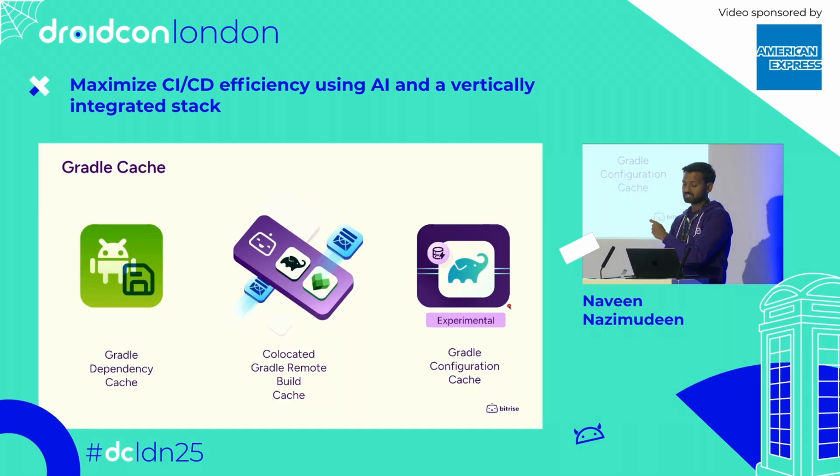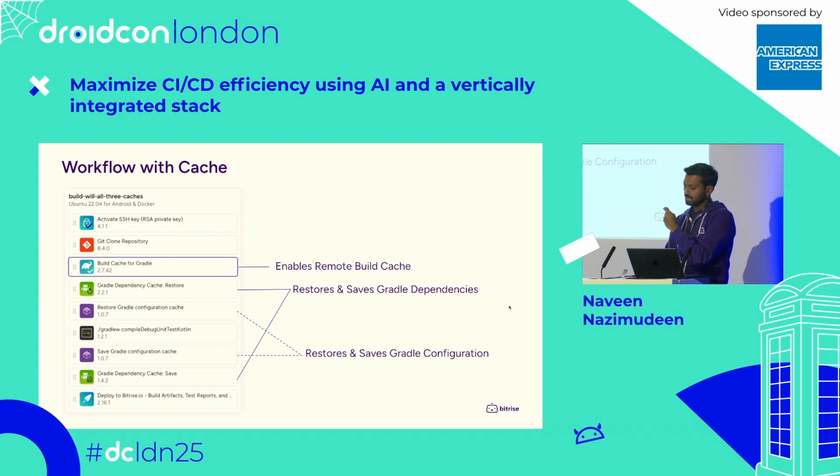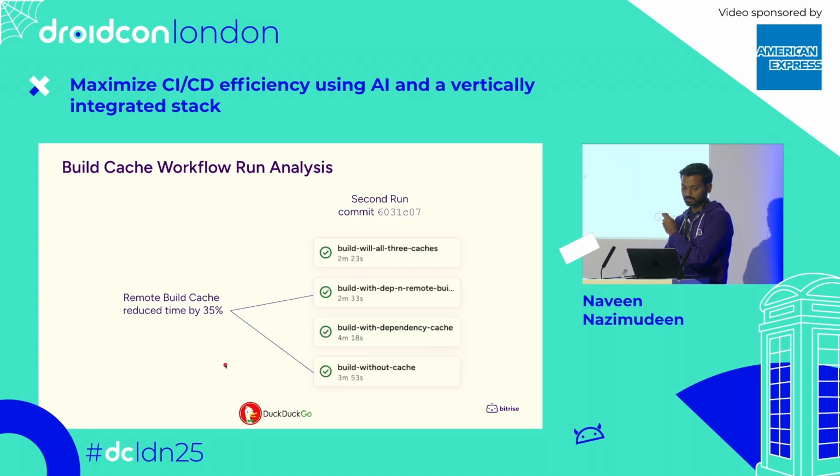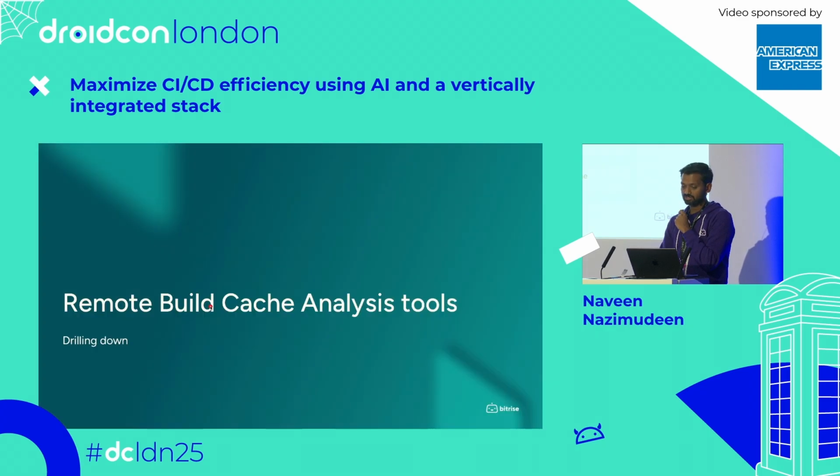The next one is Bitrise cache. Using cache can speed up build times. Adding cache is as simple as just dragging and dropping those steps into the workflow. With remote build cache for the DuckDuckGo Android project, we saw it saved 35% of the time. These are other runs with dependency cache and all the 3 caches here. But build cache saved 35%.